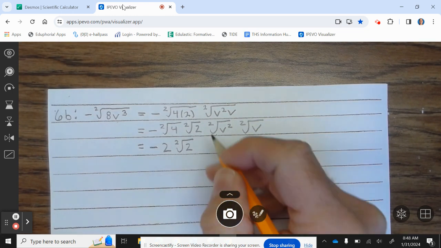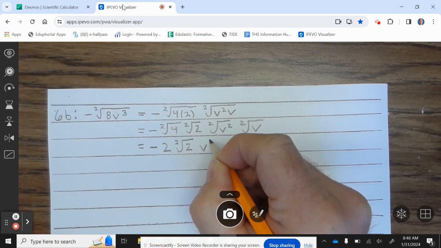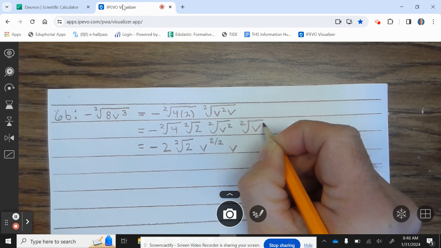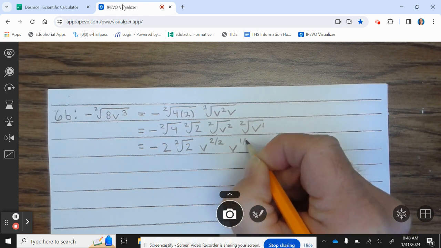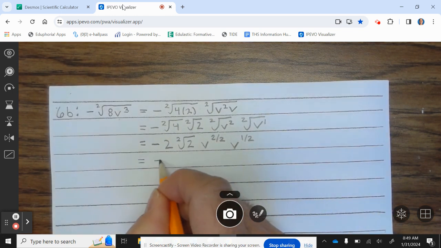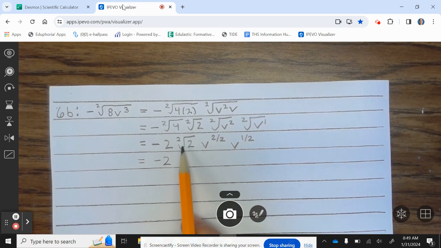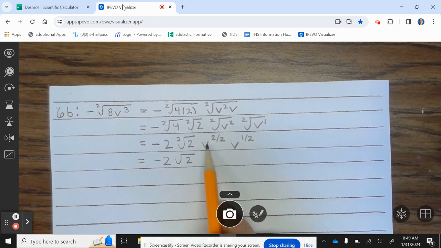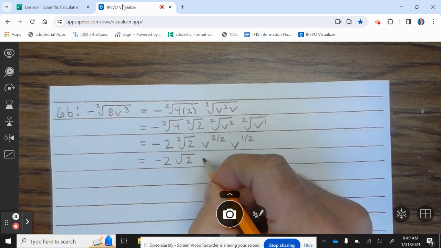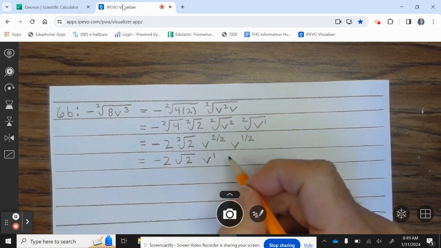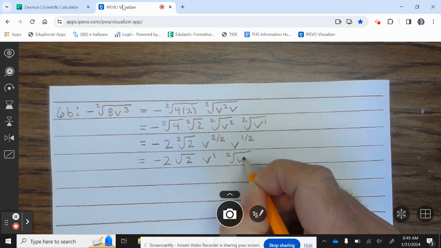Now we can rewrite this as v squared divided by 2, and we can rewrite this as v to the, technically that's 1 divided by 2. So then that's negative 2. The second root of 2, we can just leave it as the square root of 2. v to the 2 divided by 2 is v to the 1 power. And v to the 1/2 power can just be rewritten as 2 square roots of v to the 1.